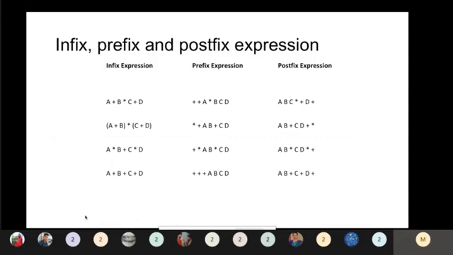This is a table which shows the infix expression, prefix, and then postfix expression. Consider the first example: A plus B, then multiplication, then C plus D. Now we want to make it a prefix expression. In the coming slides, we have a procedure for making a prefix expression as well as a postfix. We have an algorithm, and using that algorithm we can find it out. This table shows how to represent in the form of infix, prefix, and then postfix.